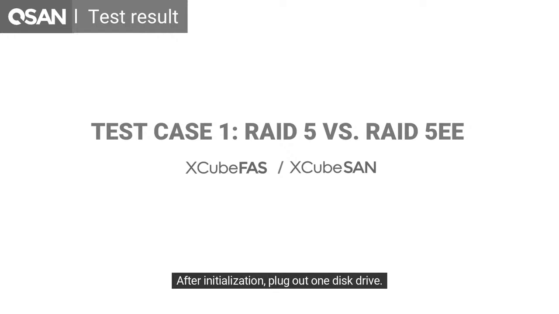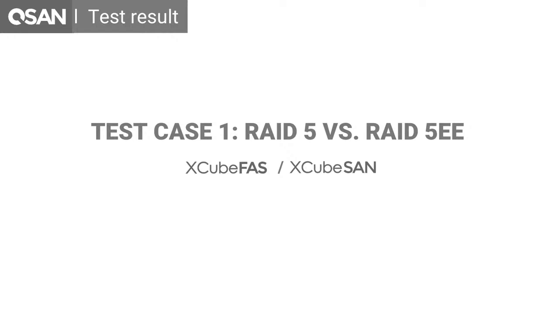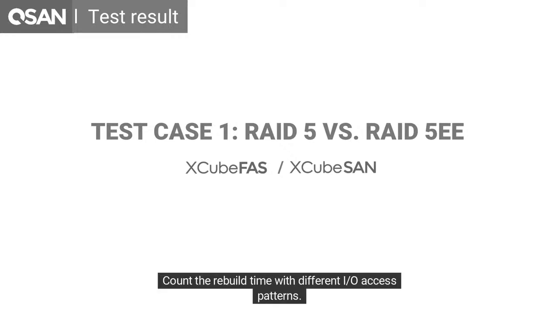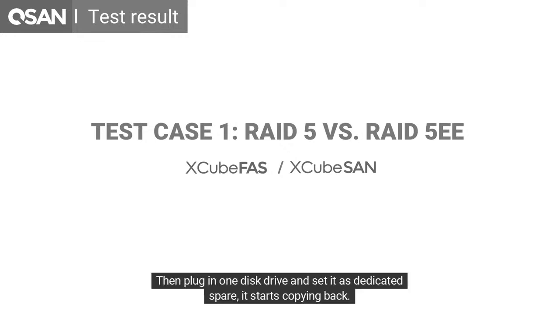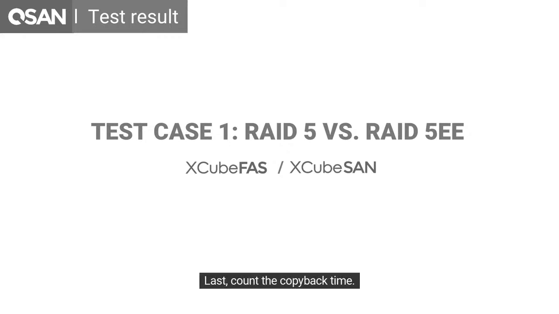After initialization, plug out one disk drive. The RAID E starts rebuilding. Count the rebuild time with different I/O access patterns. Then plug in one disk drive and set it as dedicated spare. It starts copying back. Last, count the copy back time.